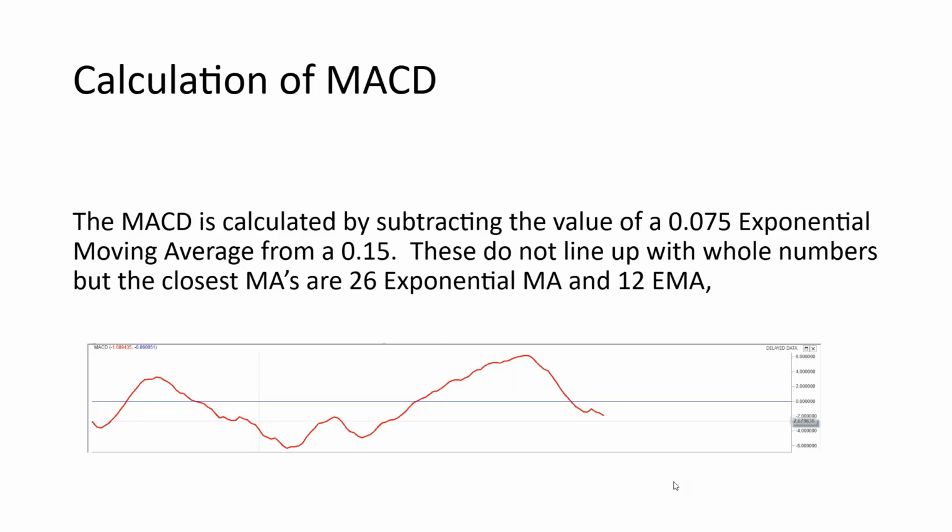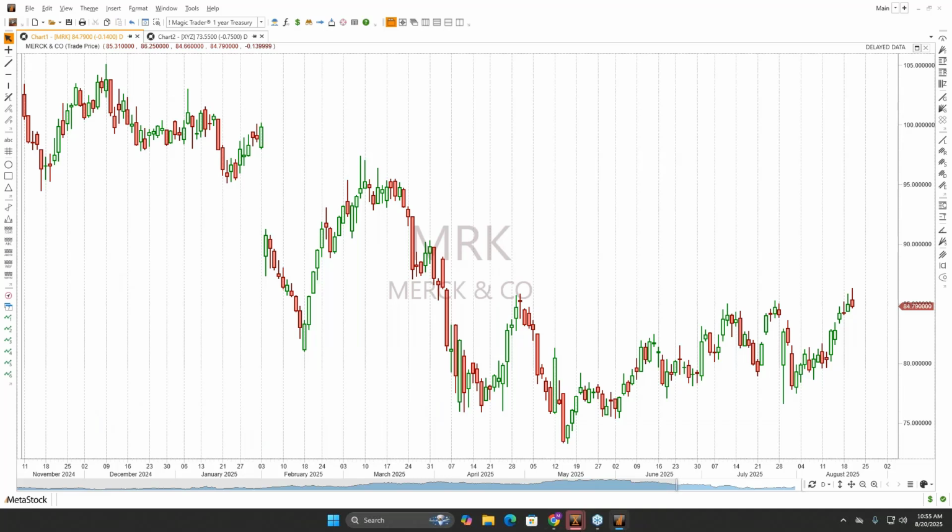So I'm going to actually use the 26 and the 12 exponential moving average to talk a little bit about how it's calculated, okay? But it's important to note that it's not exact. It's pretty close though, okay? I've got a chart of MRK. It's all blank right now.